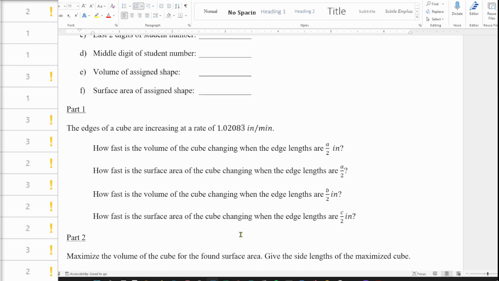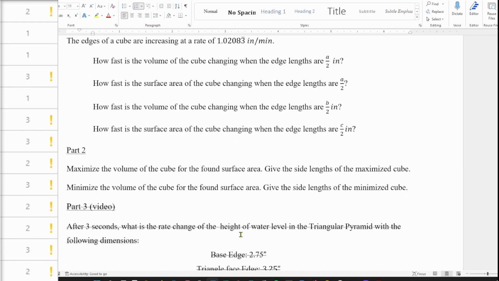So now we're talking about the edges of the cube, so we have to think about the relationship that relates the sides of the cube to the surface area of the cube, and then again a over 2. So if I'm number 9, the lengths are 4.5. And then for part 2 of this, we maximize the volume of the cube for the found surface area given, and give the side lengths of the maximized cube, minimize the volume of the cube for the found surface area, and give the side lengths of the minimized cube. So the cube's got a few extra steps.